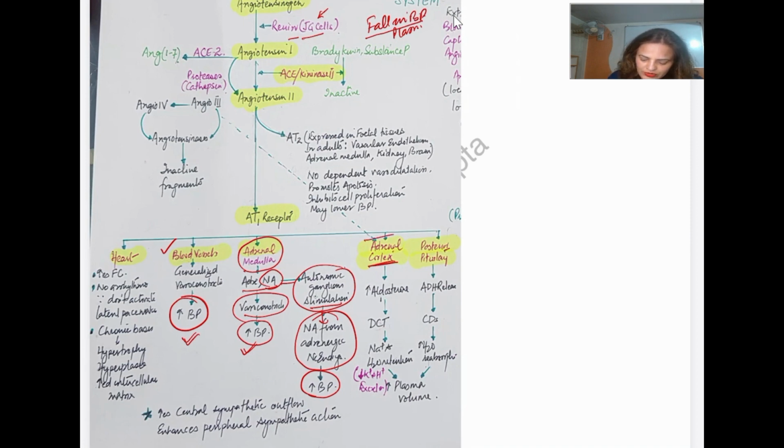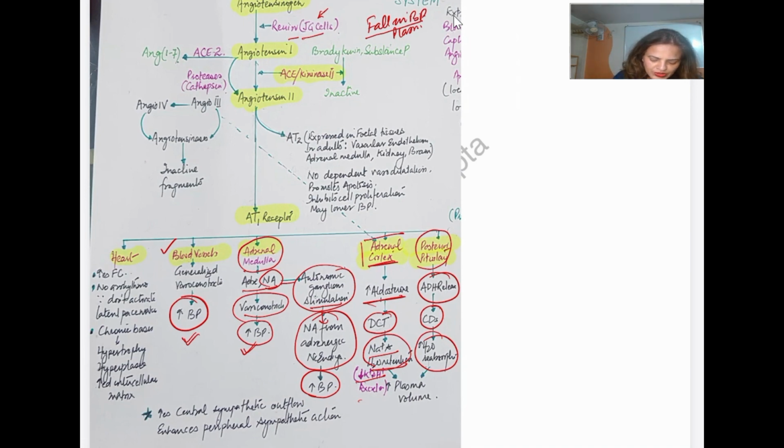It also acts on the adrenal cortex. This is a very important action and causes the release of aldosterone, which acts on the distal convoluted tubule, and there is sodium reabsorption, and along with that water is also reabsorbed, and there is a loss of potassium. Then it also acts on the posterior pituitary, where it causes the release of ADH, and it increases thirst. ADH acts on the collecting duct, and there will be water reabsorption. All these increase the blood pressure.